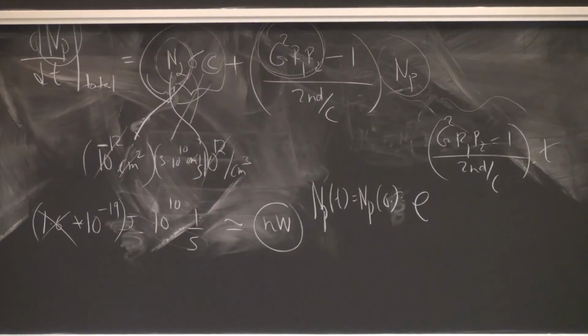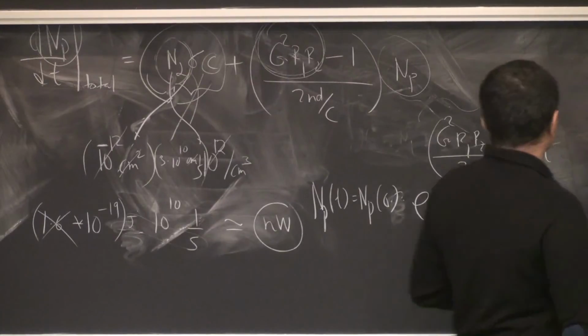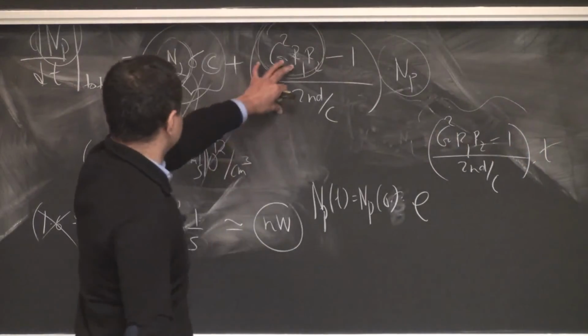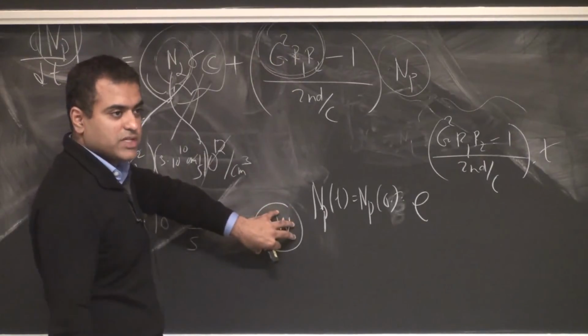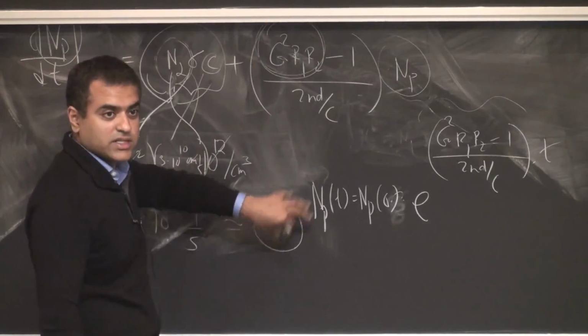So once you build up the gain, and it's going to grow very fast, this term is going to completely overwhelm this term, and you can now get into terms which, instead of nanowatts, we're going to be looking at milliwatts and all that. 10 to the power 6. This term is going to win.